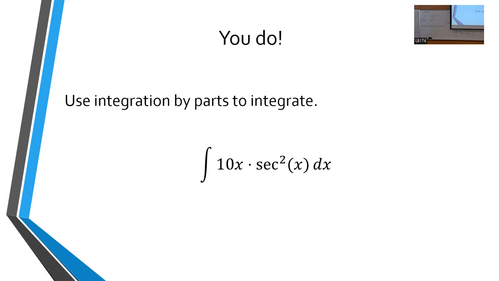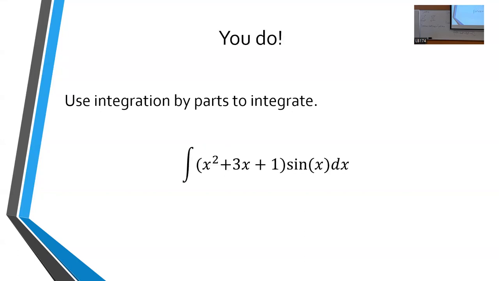By the way, I skipped this one, but secant squared is a trig function, right? So that's still the same thing. G would be my 10x, f prime would be secant squared, and the antiderivative of secant squared is tangent.